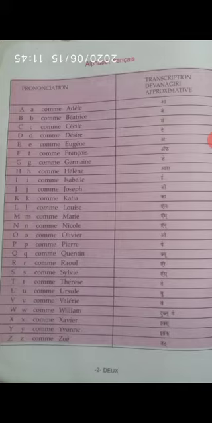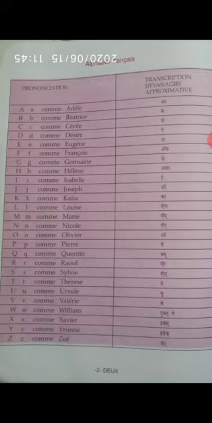J is pronounced as G. K is pronounced as K. L is pronounced as L. Okay, stress on it. L. You can say with me, L. And then you have M is pronounced as M. N is pronounced as N. O is pronounced as O. P is pronounced as P.